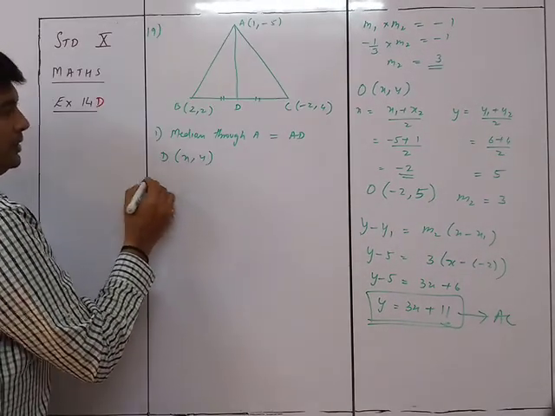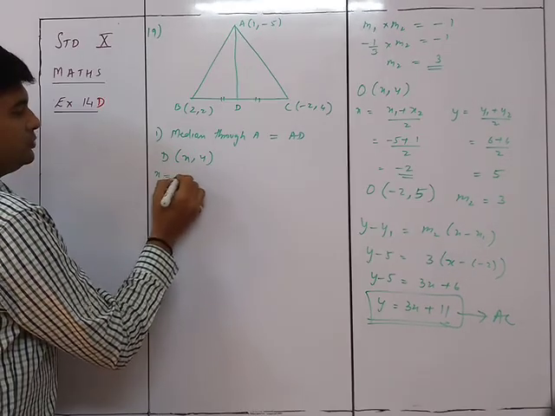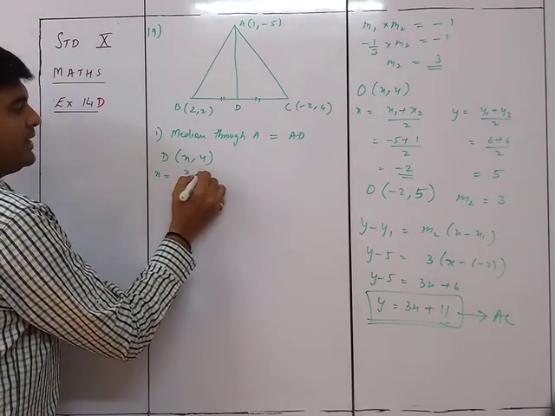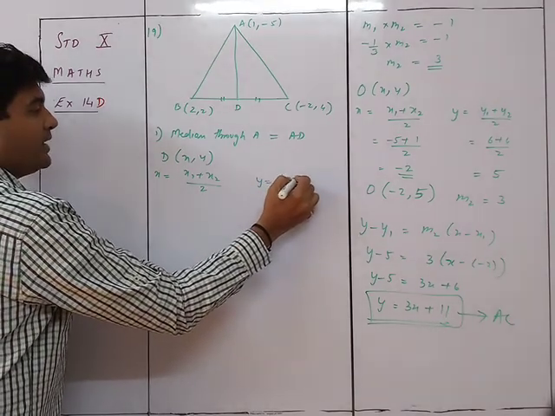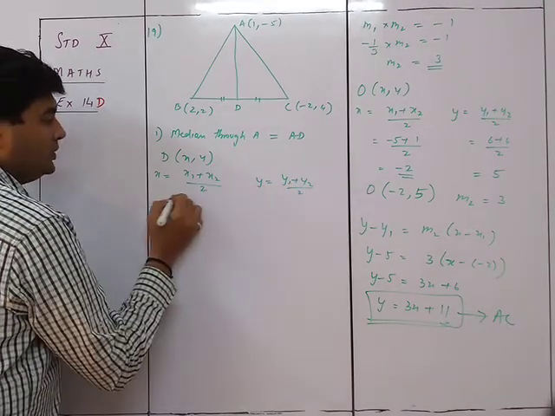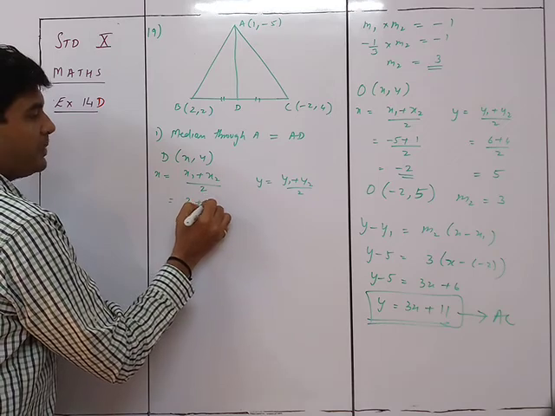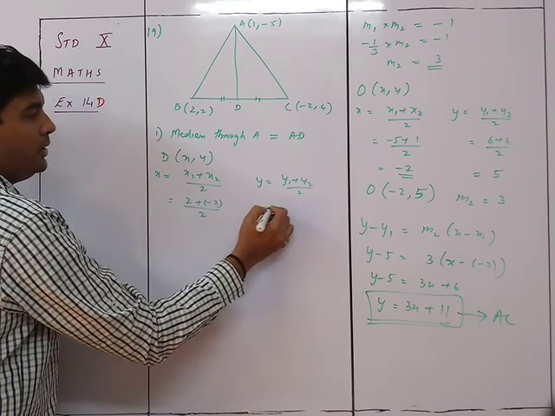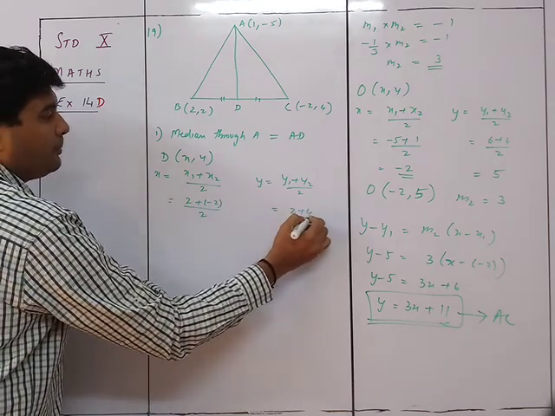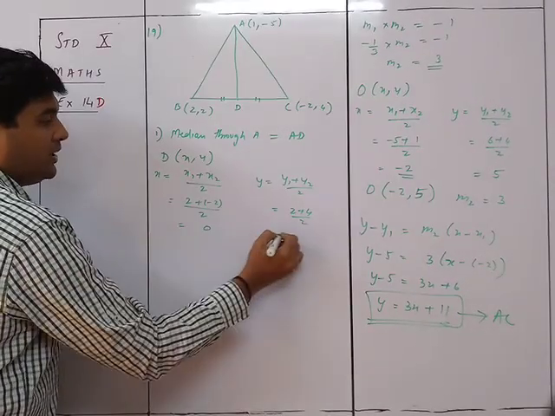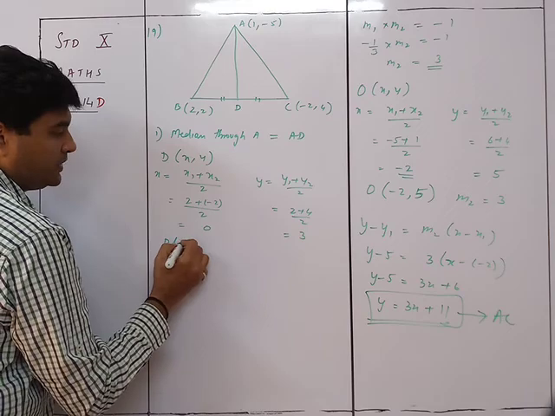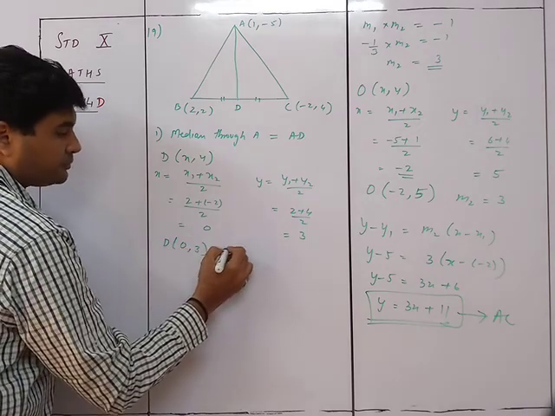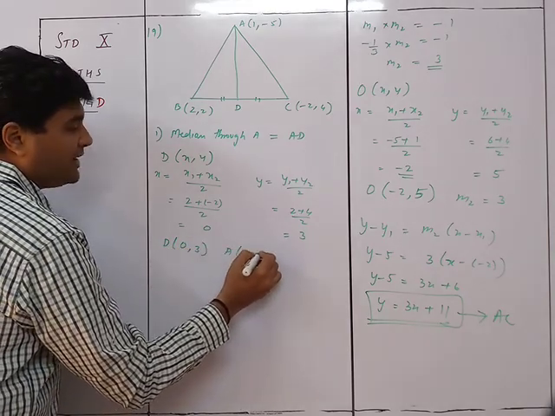So D: x is equal to x1 plus x2 upon 2 and y is equal to y1 plus y2 upon 2. That gives me 2 plus minus 2 upon 2, which is 0, and 2 plus 4 upon 2, which is 3. So that's why D is equal to 0 comma 3 and A is already 1 comma minus 5.